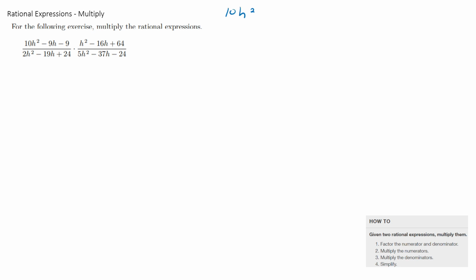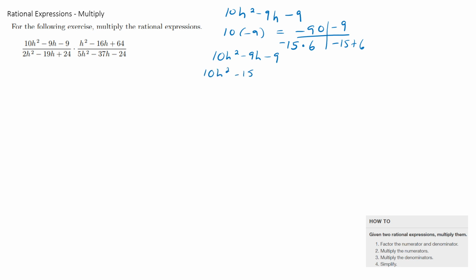I've got 10h squared minus 9h minus 9. A is not equal to 1, so I need to use my AC method. 10 times negative 9 is going to be negative 90. So I need to multiply to negative 90, add to negative 9. I think we can use negative 15 times 6 and negative 15 plus 6, and that should give us our negative 90 and that negative 9 that we needed. So we're going to split our middle term: 10h squared minus 15h plus 6h minus 9.